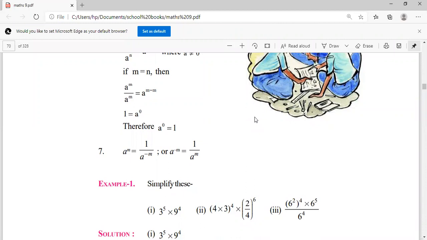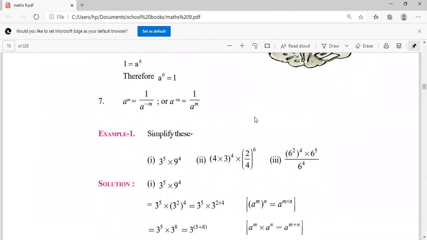Now the seventh law: a to the power m is equal to 1 upon a to the power minus m. This is the reverse form, right? If you want to write any exponent in its inverse form, its rational or fractional form, you can write a to the power m is equal to 1 upon a to the power minus m.